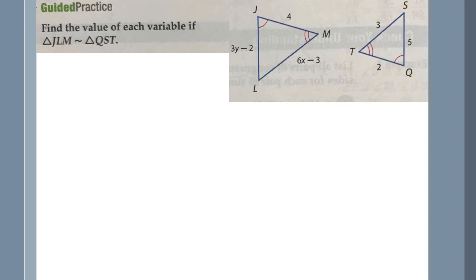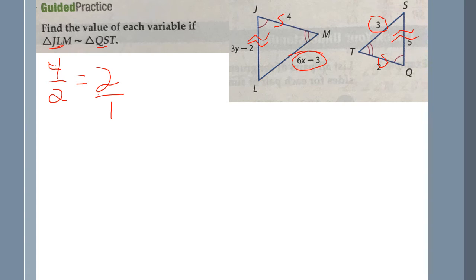Okay, again, triangle JLM is similar to triangle QST, so you want to match up appropriately. JM matches up to this side, so our scale factor is 4/2, which is 2. Or you can say 2/1, which would probably be smart. So now JL matches up to QS, and then these two here, I just circle the last two.